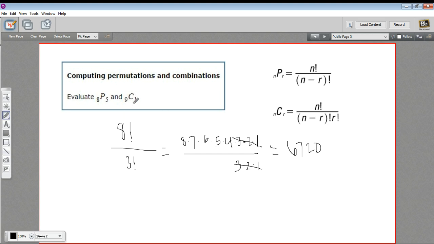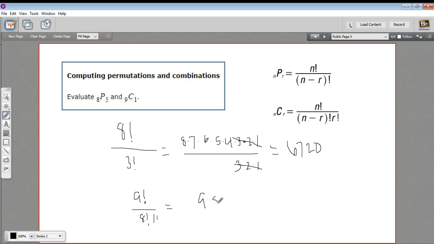Let's try this combination. You have 9 things. You're going to choose one thing out of that 9. So in the combination formula, the total number factorial goes on top, just like in the permutation one. And on the bottom, we have n minus r factorial times r factorial. Well, n minus r, 9 minus 1, is 8, so that's 8 factorial. And r factorial, well, that's just 1 factorial. That's not really going to change anything. Let's look at what we get when we do this one.